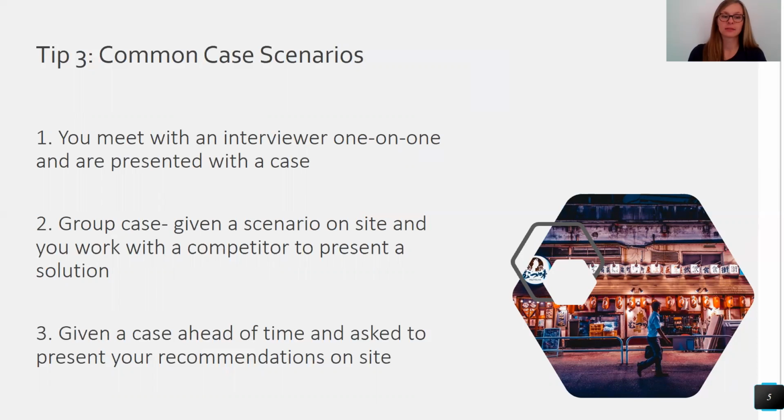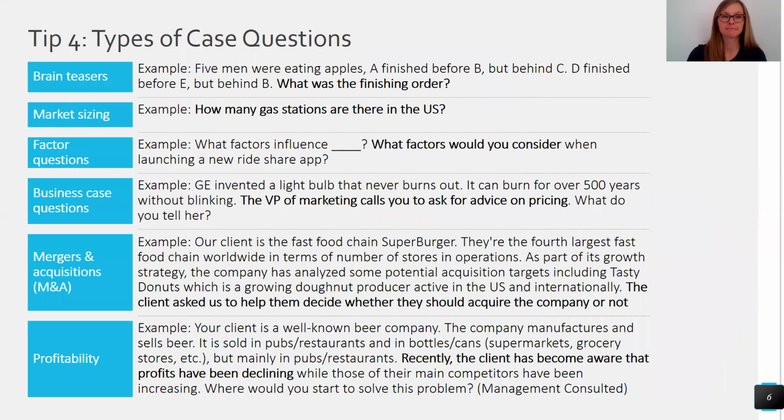Another way that some employers will give you a case is giving you a case ahead of time and asking for you to present your recommendations on site. But those are the most common ones you'll experience. A couple of case interview questions that you may experience. So brain teasers, things like, how many golf balls would fit into a pool.